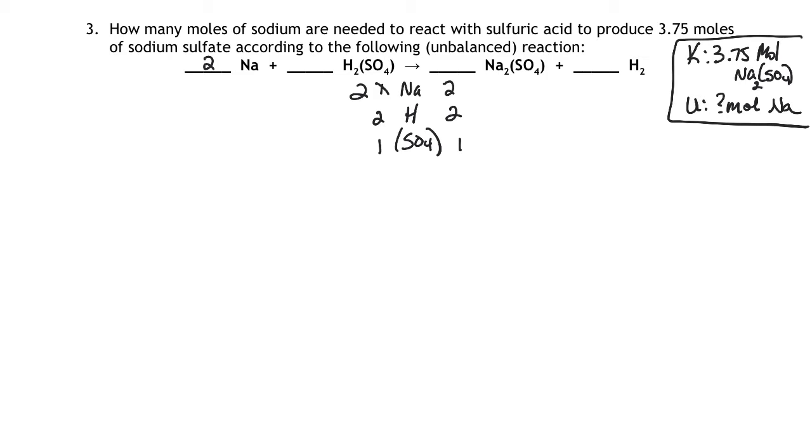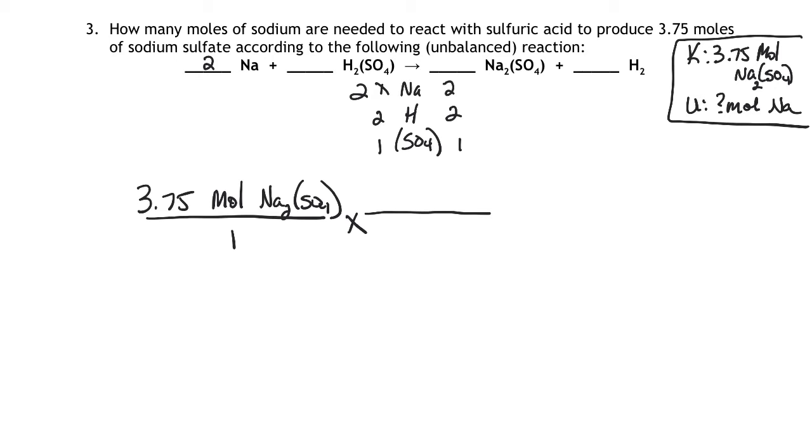All right, so now I'm going to go ahead and work this problem. I'm going to take my known, 3.75 moles of Na2SO4. Again, I'm going to make sure I write that compound down because I don't want to get it confused with something else. And if I have sodium sulfate on the top, I'm going to need to have sodium sulfate on the bottom.